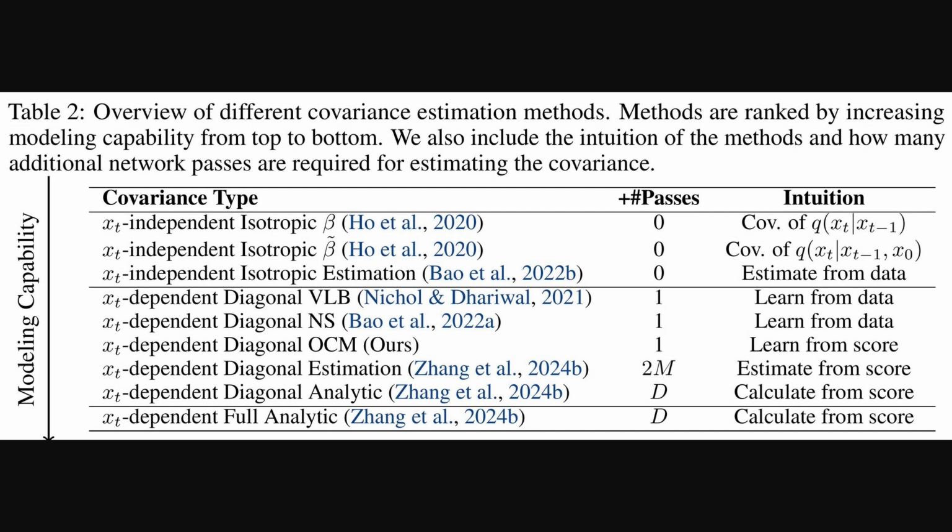Building on those CIFAR10 results, Table 2 now gives us a broader look at different ways to estimate this crucial covariance. The methods are ranked by their modeling capability. That's their ability to capture complex data features, increasing as you go down the table. It compares covariance types, like simpler XT-independent isotropic ones, to more adaptive XT-dependent diagonal ones. Crucially, the table also lists the additional network passes, or extra computations, needed. The Optimal Covariance Matching method fits in as an XT-dependent diagonal approach, efficiently learning from the score function, which guides the denoising process, using just one additional pass.